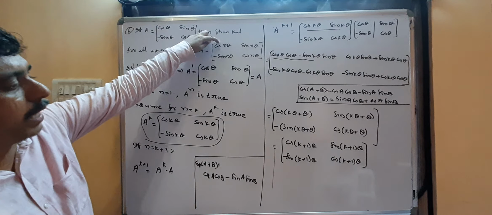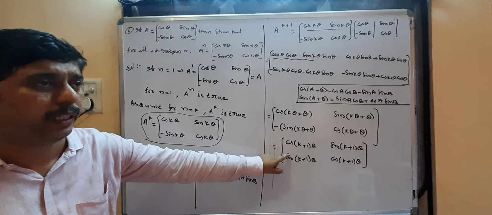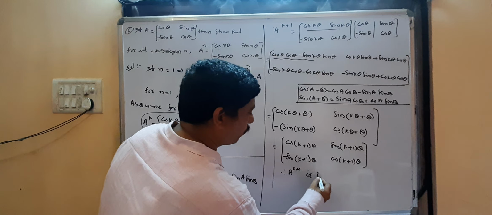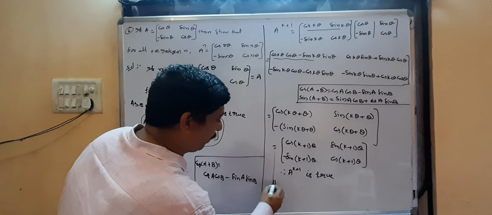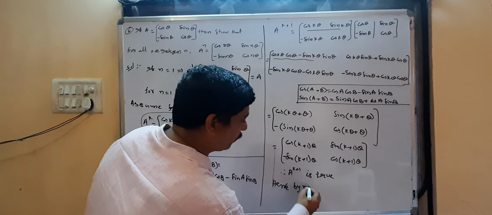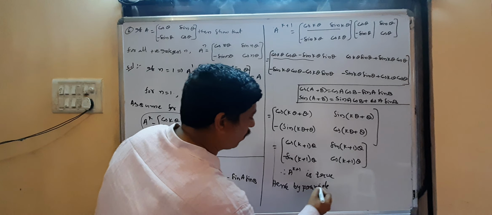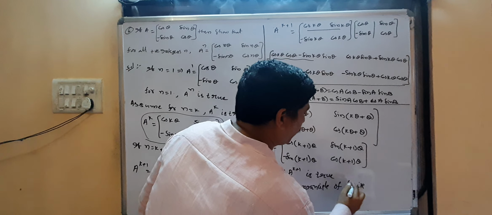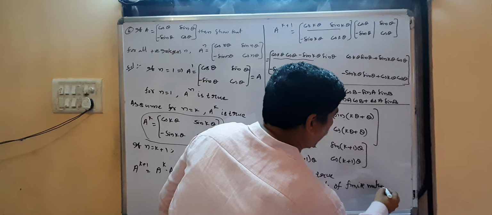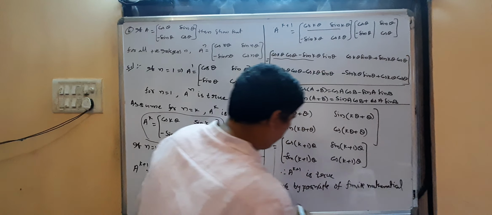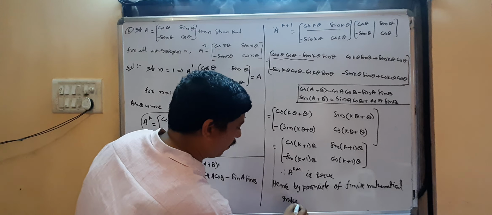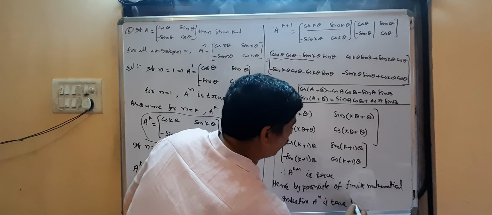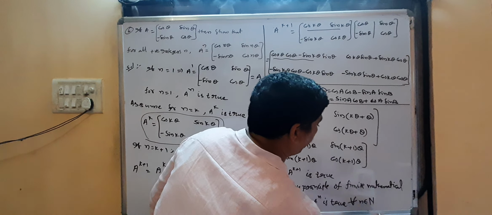So in place of n, it satisfies k plus 1. Therefore a power k plus 1 is true. Hence by the principle of finite mathematical induction, a power n is true for every small n belonging to capital N.